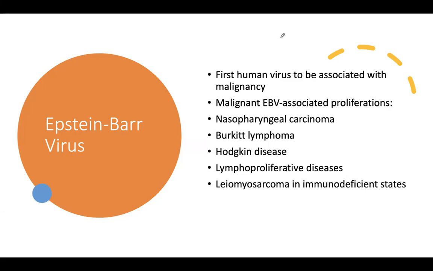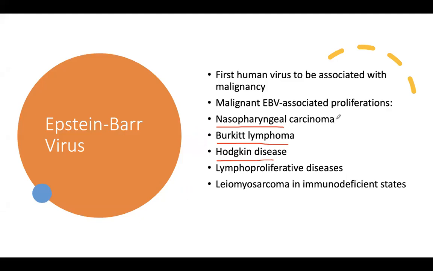And these are the malignancies which Epstein-Barr virus is associated with. Number one is nasopharyngeal carcinoma. Next is Burkitt's lymphoma, Hodgkin's disease, lymphoproliferative diseases, and lastly, leiomyosarcoma. Now, tip, what you have to focus on are these three underlying cancers: nasopharyngeal CA, Burkitt's lymphoma, and Hodgkin's disease.